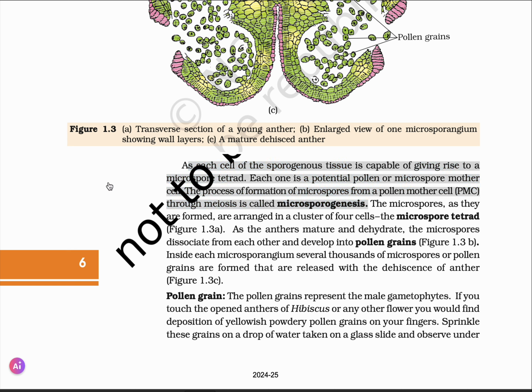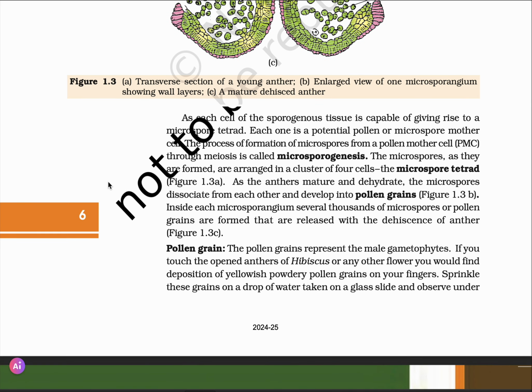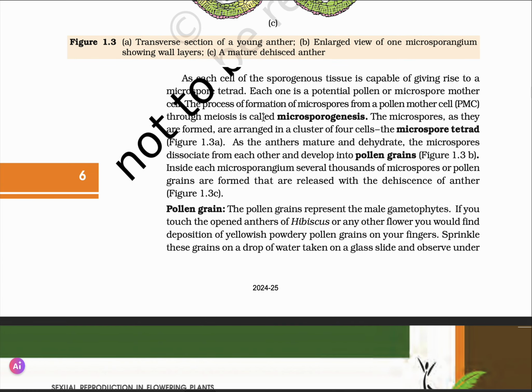an assertion reasoning question. The assertion would be: each pollen grain is a potential microspore mother cell. The reason would be: each cell of the sporogenous tissue is capable of giving rise to a microspore tetrad. Then the microspores, as they are formed, are arranged in a cluster of four cells, the microspore tetrad. As the anthers mature and dehydrate, which is when dehiscence happens, the microspores dissociate from each other and develop into the pollen grains.